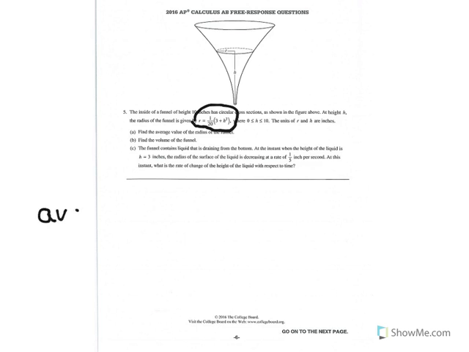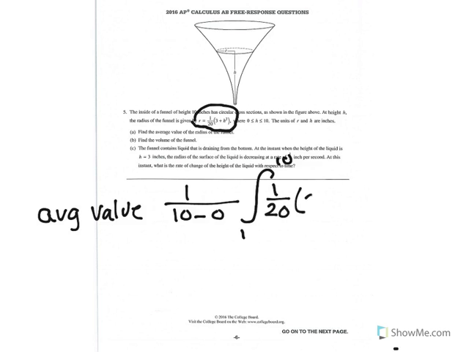So we know when we see the word average, it's either going to be rate or value, and they want value. So it's going to be 1 over the length of the interval, which is 10 minus 0, and the integral from 0 to 10 of the function itself. This is a non-calculator one, so we have to work it out. So it's 1/20th of 3 plus h squared dh.